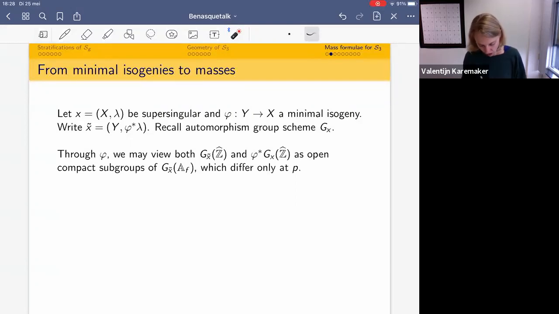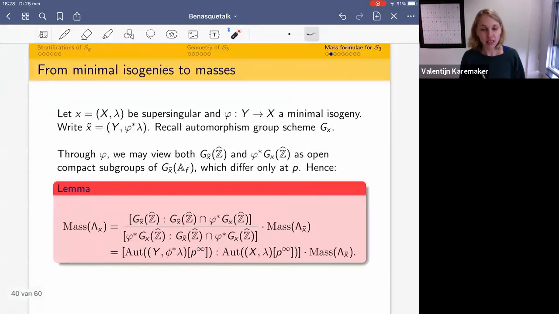And this is a very useful fact, because what we can then see is that the mass for Lambda_x, the x that we're interested in, is really the mass of the x tilde up to this comparison factor here, which consists of indices of these automorphism groups. And since, like we said, it only differs at p, the comparison factor is really just one index of the automorphisms of the p-divisible group of X in that of Y.